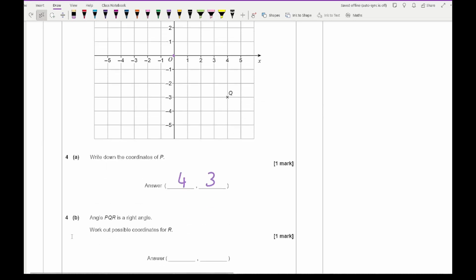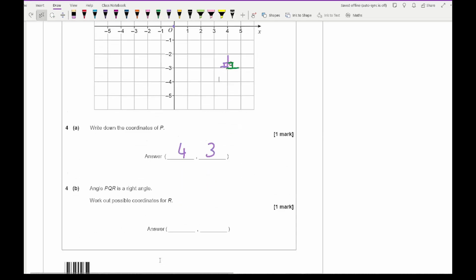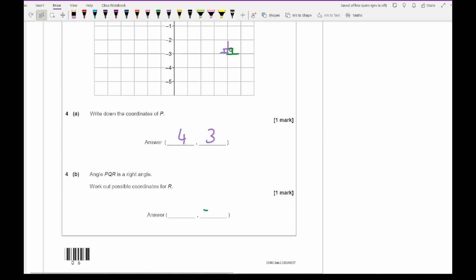Then for question 4b, it says angle PQR is a right angle. Work out the possible coordinates of R. So here you can see that the right angle needs to be here, or alternately, it could be on this side here. So we know it's a right angle. So what you need to make sure is you've got a y ordinate of -3.